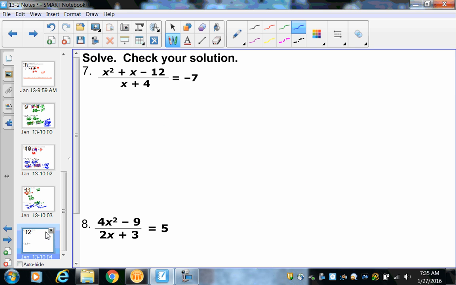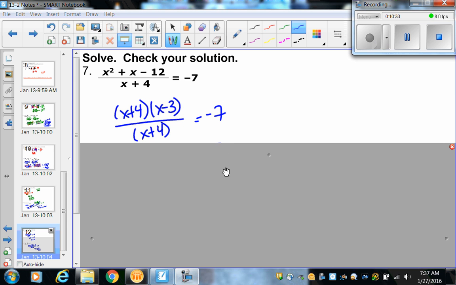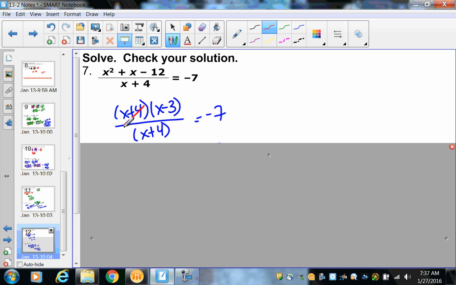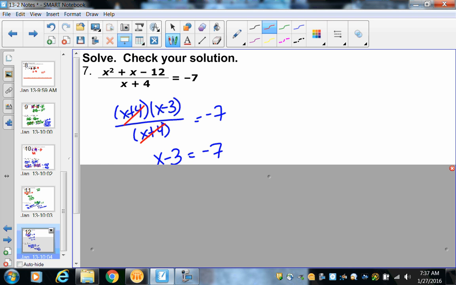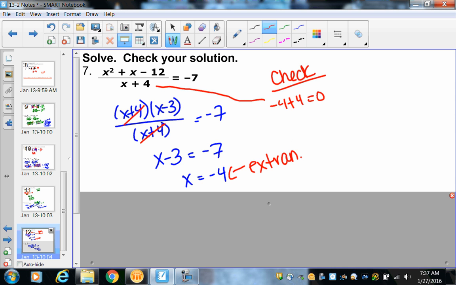Pause the video and try examples 7 and 8 for yourself. Okay, so on example 7, if you factor your numerator, that's x plus 4 times x minus 3 over x plus 4. So the x plus 4's cancel. So I just have that x minus 3 equals negative 7. Add 3 to both sides and you get that x equals negative 4. Make sure that you go back and check. So on the bottom here, negative 4 plus 4 is 0. So since I get a 0 here, this is extraneous, which means my answer is no solutions.